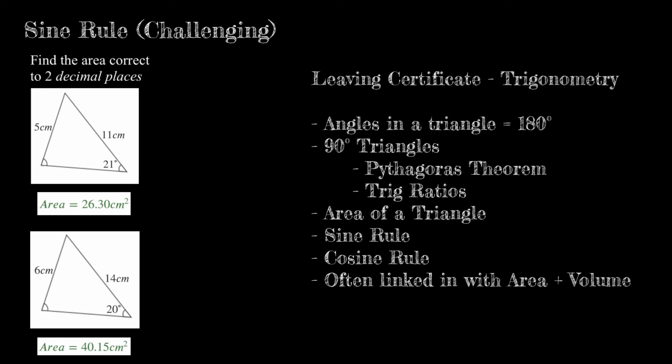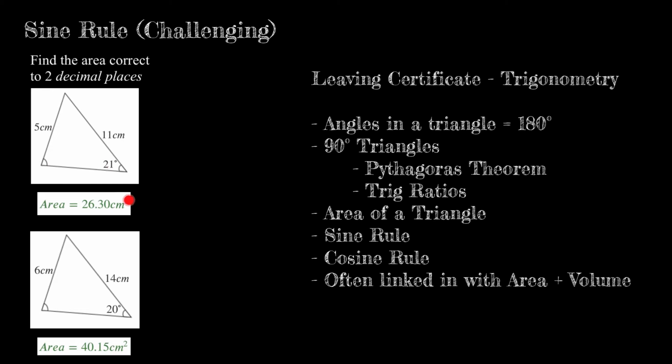Okay, so the first question we're going to do here, we're going to do the sine rule again, and this is a slightly more challenging one. The reason it's more challenging is because we have to do more than just the sine rule. It says find the area of this shape correct to 2 decimal places, and there's the triangle there. They want you to find the area.